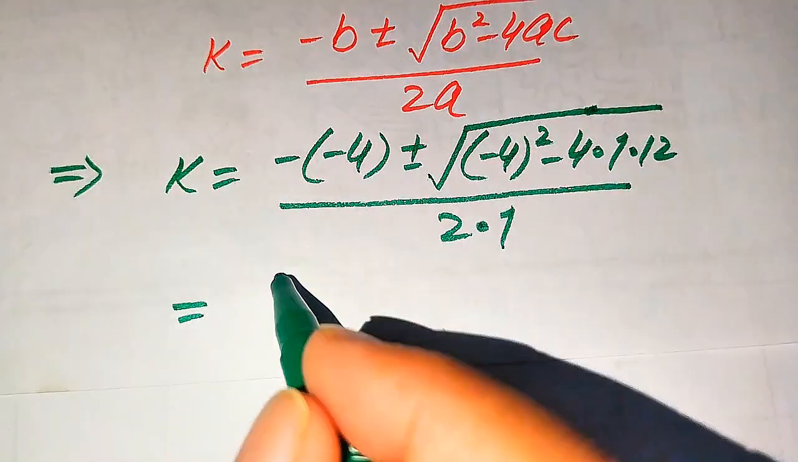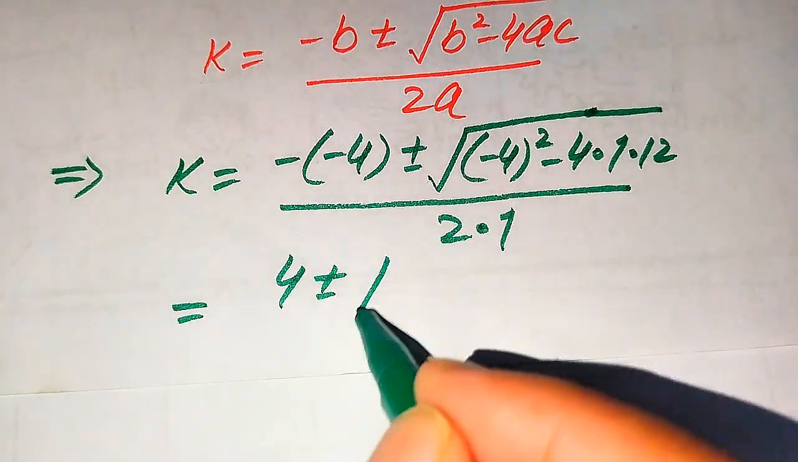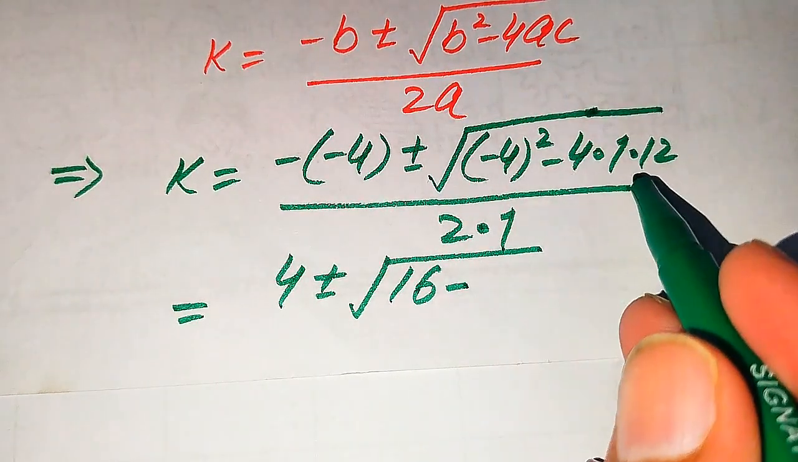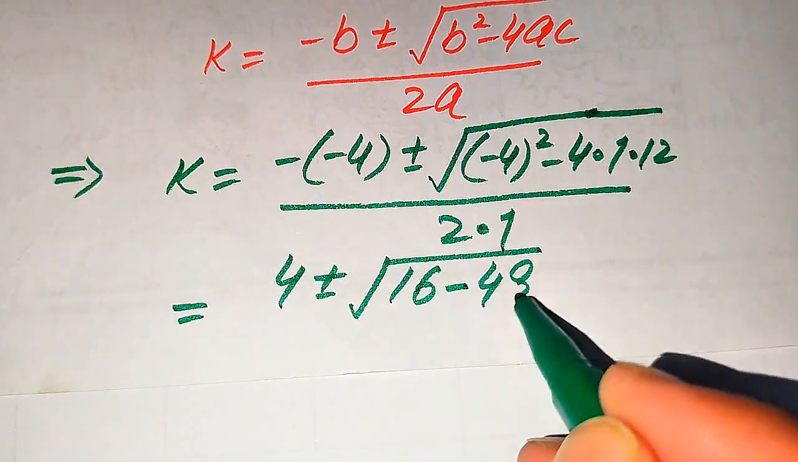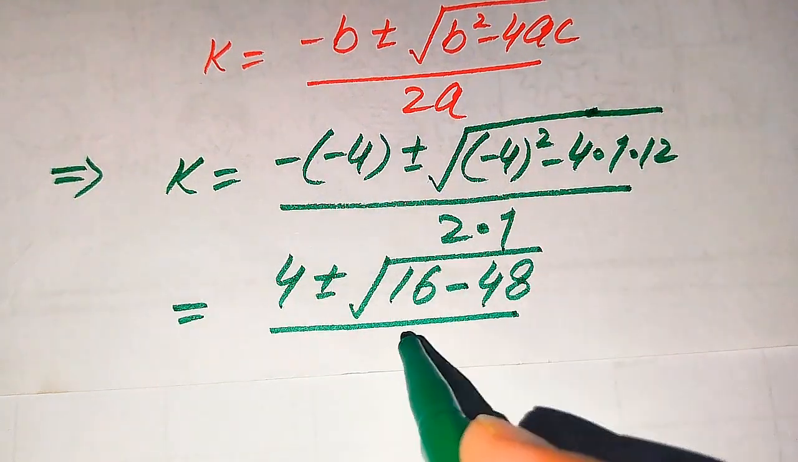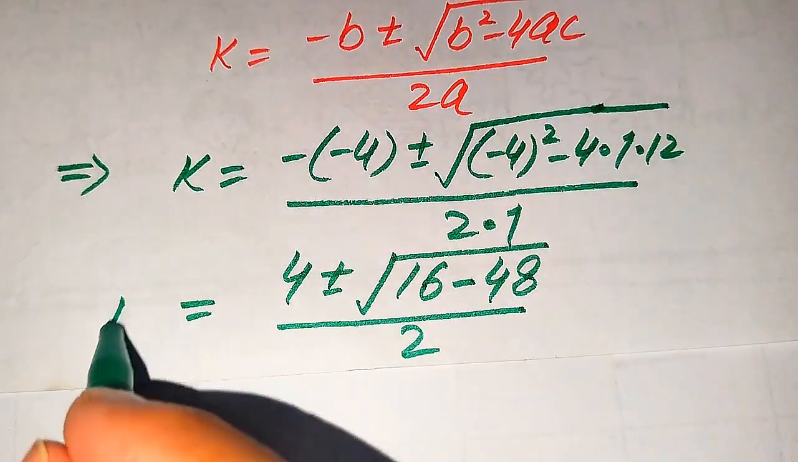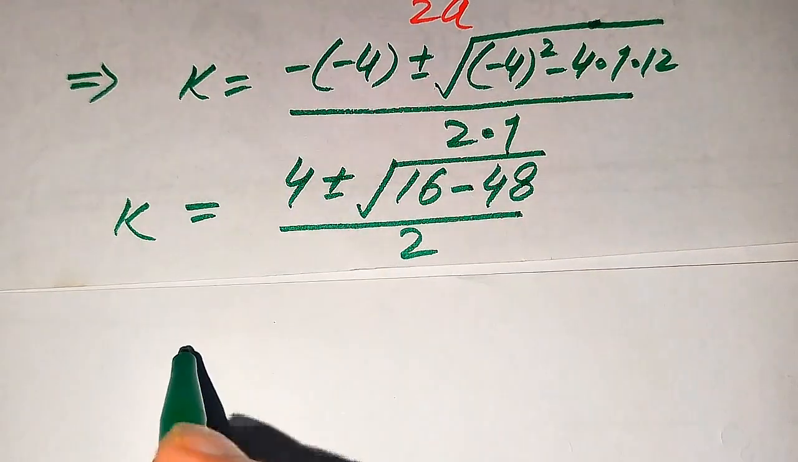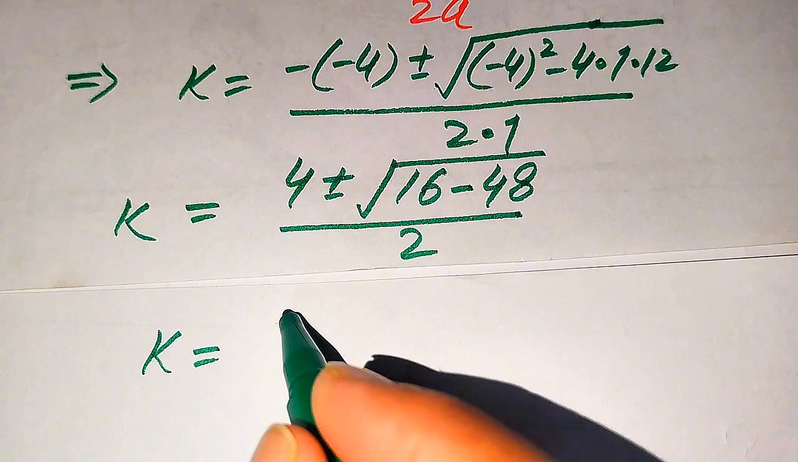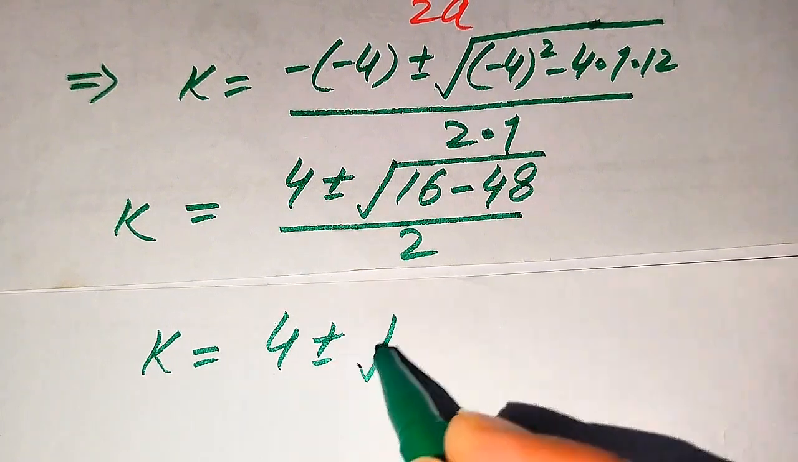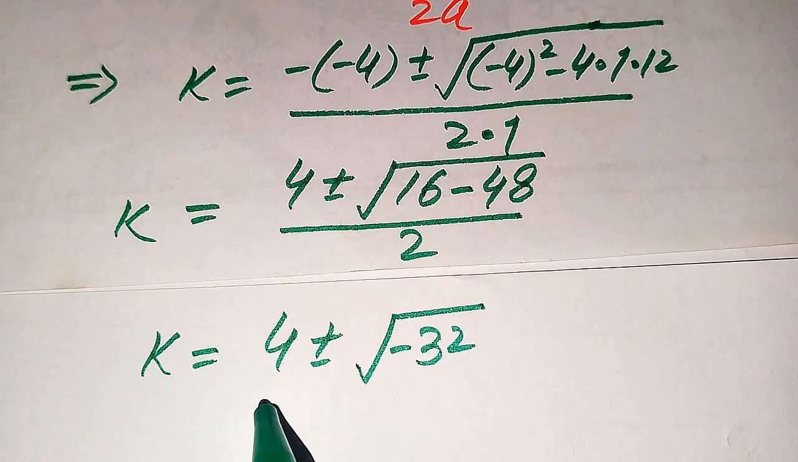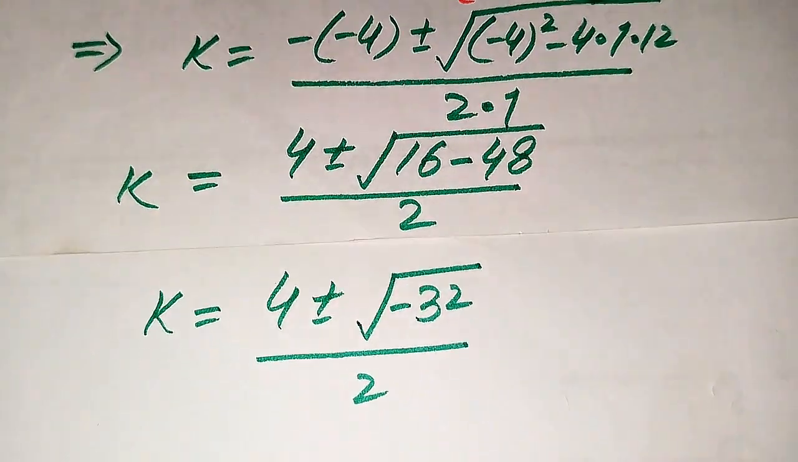So we have, this is minus times minus becomes plus 4, and plus minus square root of minus 4 square becomes 16, and 4 times 12 becomes 48, and it is divided by 2 times 1 is equal to 2. So here when we subtract these two values, it will be written as k is equal to 4 plus minus square root of 16 minus 48 is equal to minus 32, and it is divided by 2.